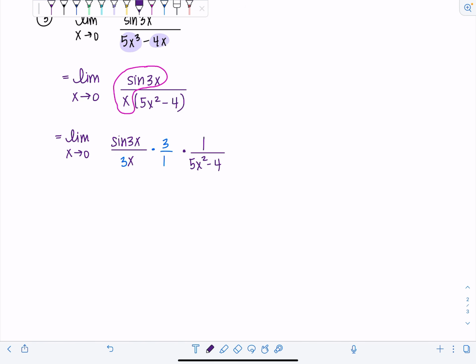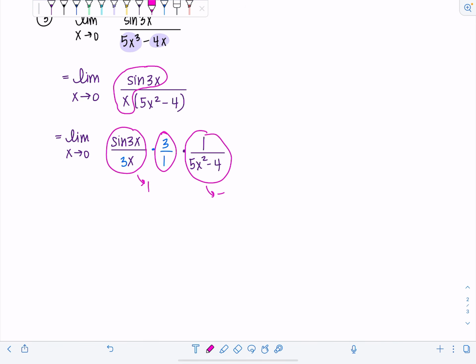Now let's see here. Can I evaluate the limit at this step? So as x approaches 0, sine of 3x over 3x is going to approach 1. 3 over 1 is just a constant, so that's 3. And then 1 over 5x squared minus 4. So x is going to 0.